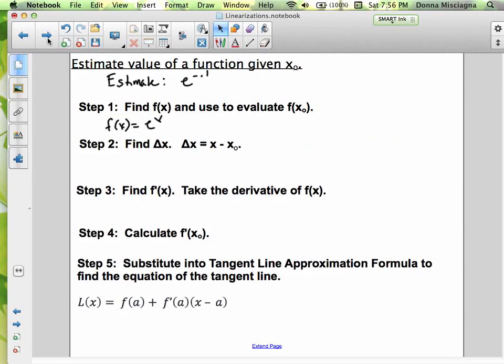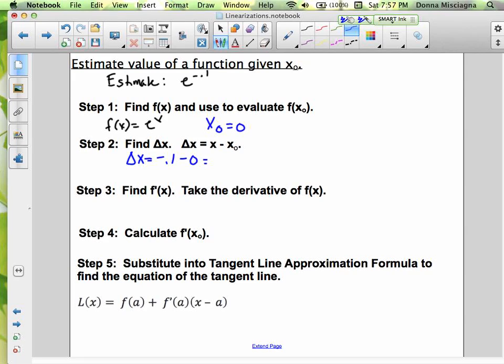I think that was the last one. This is the last problem I'm going to do. Estimate the value of the function given x naught. So find f of x and use the value to evaluate f of x naught. I already wrote that in there. So f of x is e to the x. I don't know what e to the negative 0.1 is, but that's pretty close to 0. And I do know what e to the 0 is. So x naught will be 0. The change in x will be negative 0.1 minus 0, so negative 0.1 or negative 1/10. Let's write it as negative 1/10.